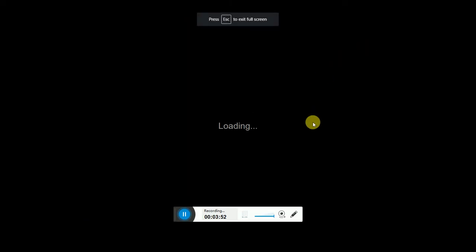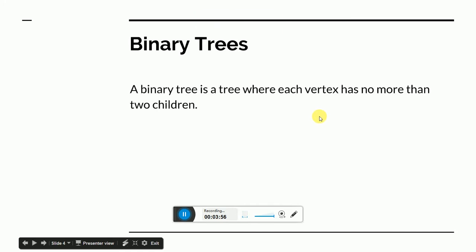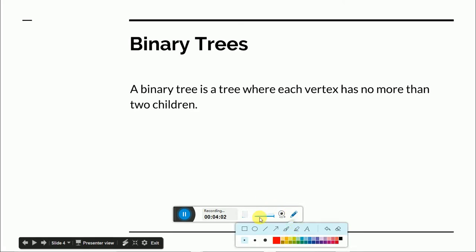All right, a binary tree specifically is a tree where each vertex has no more than two children. So the word binary literally means two. So when we talk about a binary tree, we're saying it only has two children.